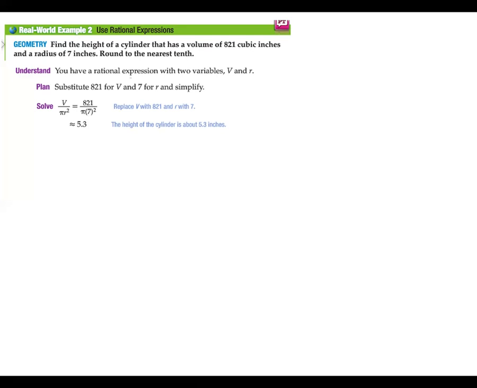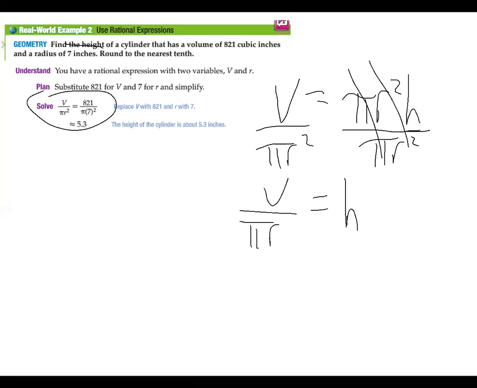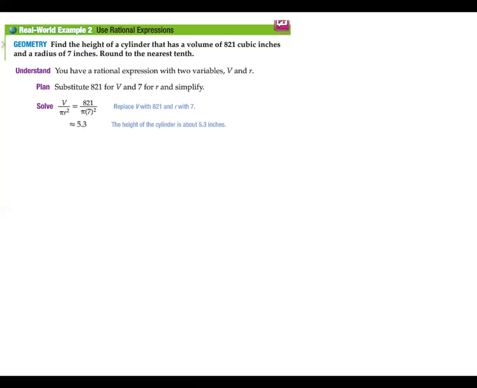Now you might be asking, where did this come from? Well, the volume formula is pi r squared h. Now if I'm trying to find the height of the cylinder, I want to solve for h, so I want to divide both sides by pi r squared. Like this. Then you would have h equals V over pi r squared. And then we plugged in 821 for V and 7 for r and solve for h. When you simplify, you get 5.3. So the height of the cylinder is about 5.3 inches.